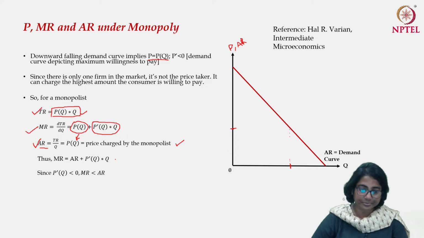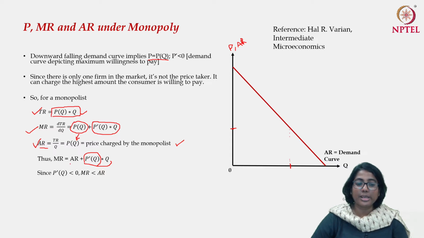That is the question. That is actually determined by the sign of this portion. If I look at this P prime Q, what is P prime Q? P prime Q is the derivative of the equation of this line with respect to Q. So this is basically telling me the slope of the demand curve, or the slope of the average revenue curve. So we see that the slope of the demand curve is negative. So the demand curve is falling.